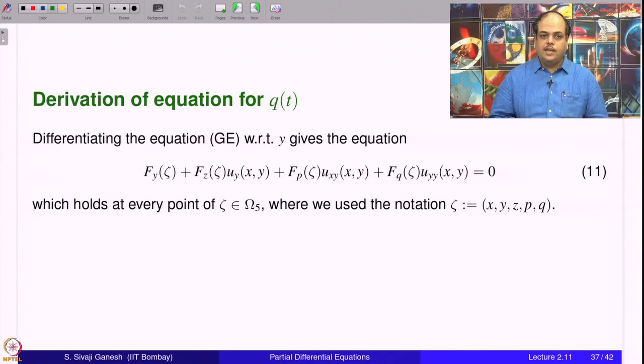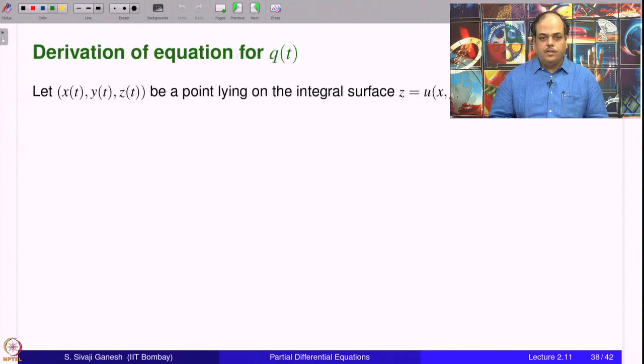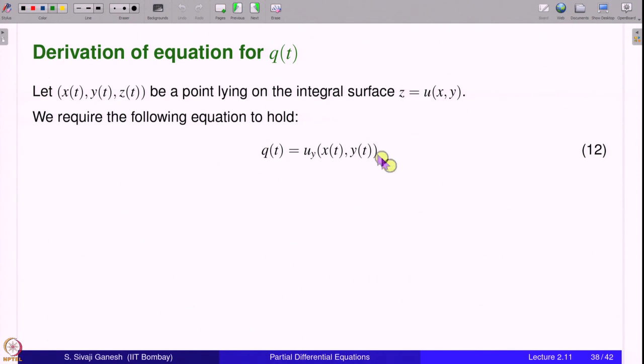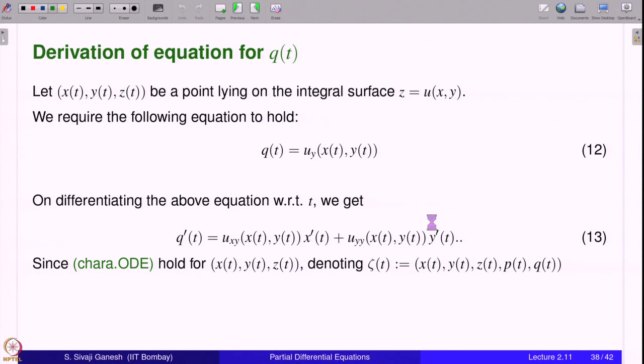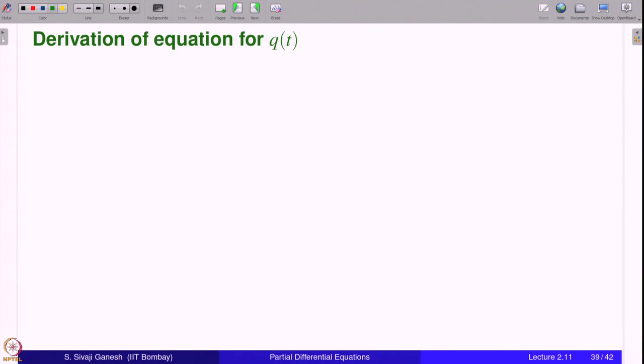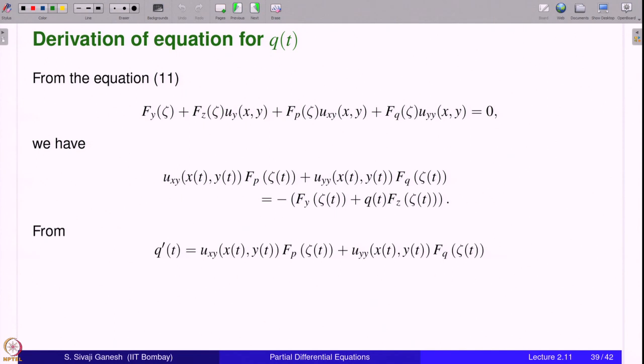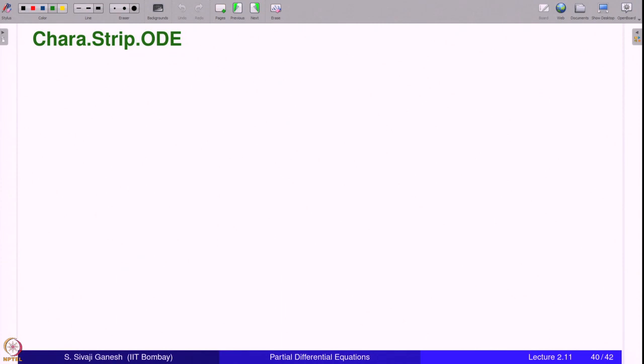What do we do? We look at the same equation GE and differentiate it with respect to y, and we get something. Then we propose the value for q_t. q_t is u_y of x(t), y(t); differentiate this with respect to t, and it will involve u_xy and u_yy. Eliminate these using the previous equation, I think it is equation 11, and then you get an equation for q prime. x is replaced by y, that is the only change, and p is replaced by q. So, this is the equation for q prime. So, we got the equation for q prime also.